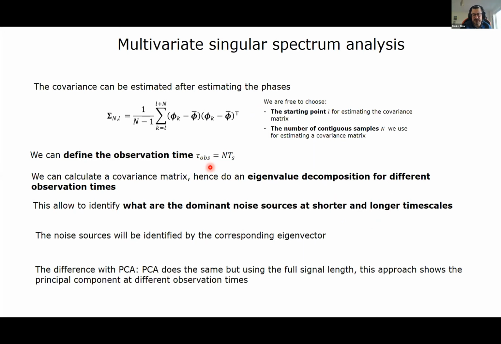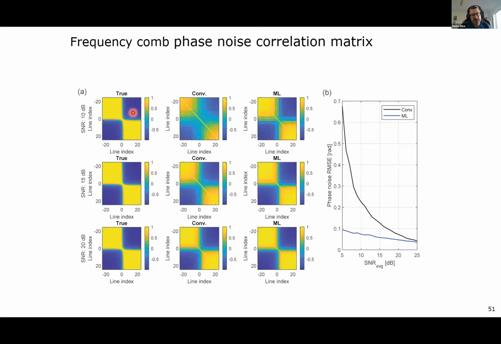And these are the correlation matrices. Again, this is a numerical simulation where we have the true correlation matrix of phase. This is 40 by 40. This is the conventional method of estimating the correlation matrix, and this is the machine learning based one. You see that when you use the machine learning one, you have a much better overlap between the true and the machine learning one, while the conventional method fails.